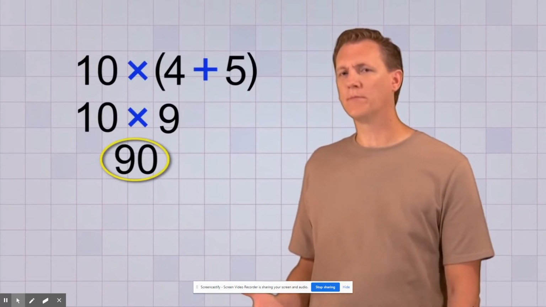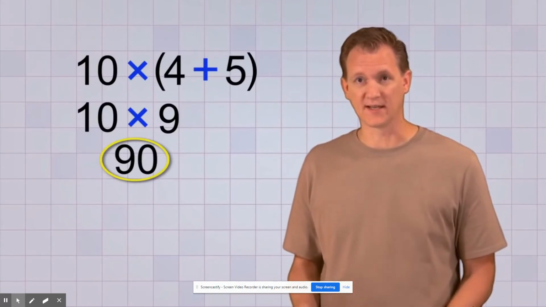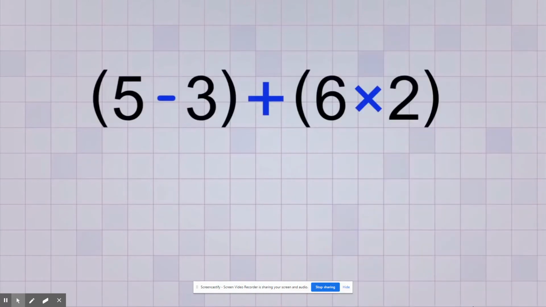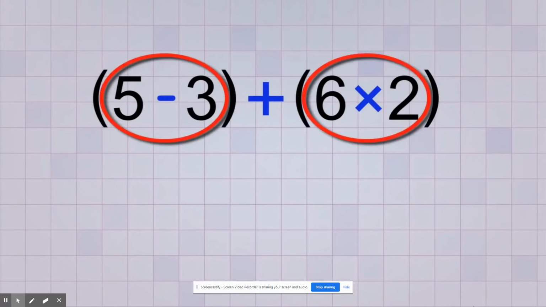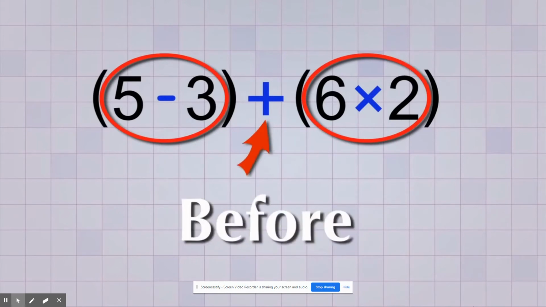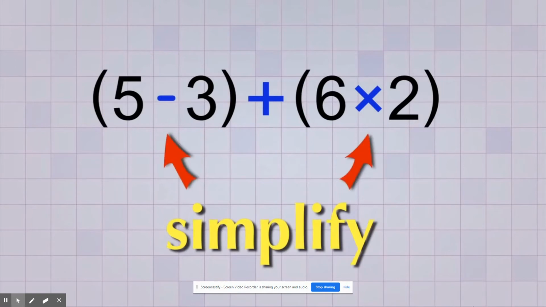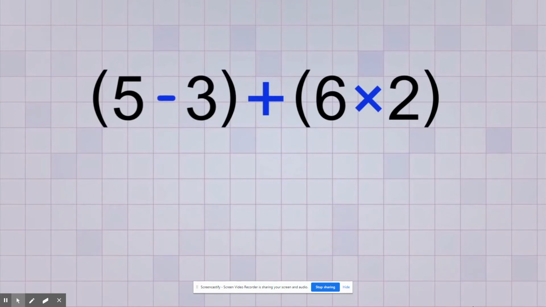But what if you get a problem that has more than one set of parentheses, like this? (5 minus 3) plus (6 times 2). Fortunately, it doesn't matter which set of parentheses you do first. You just need to do everything that's inside the parentheses before you do anything that's not inside parentheses. In other words, we need to simplify both of our parentheses groups before we can do the addition in between them. The first group, 5 minus 3, simplifies to 2. And the second group, 6 times 2, simplifies to 12.